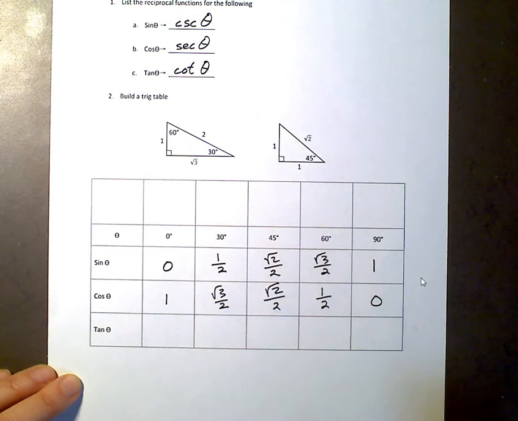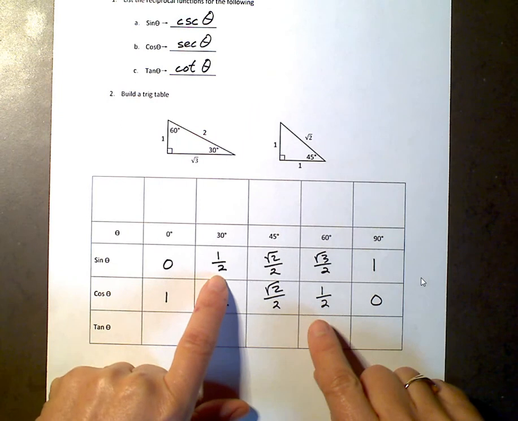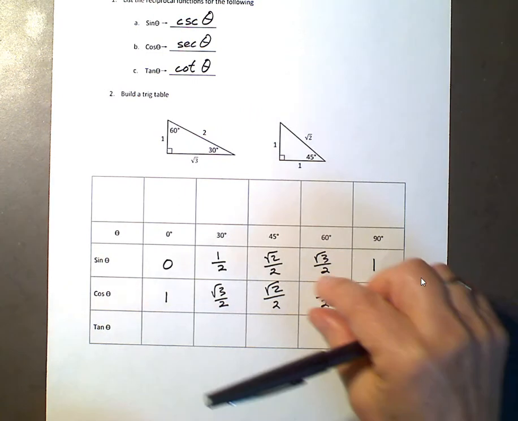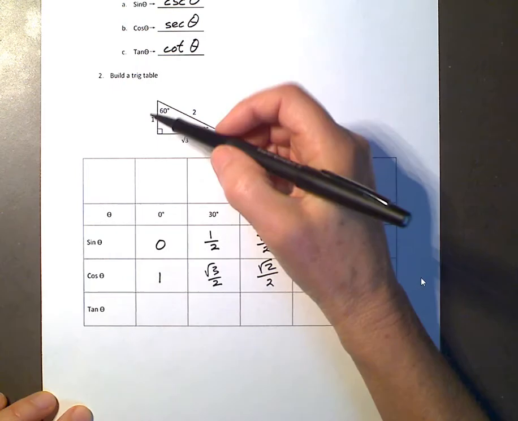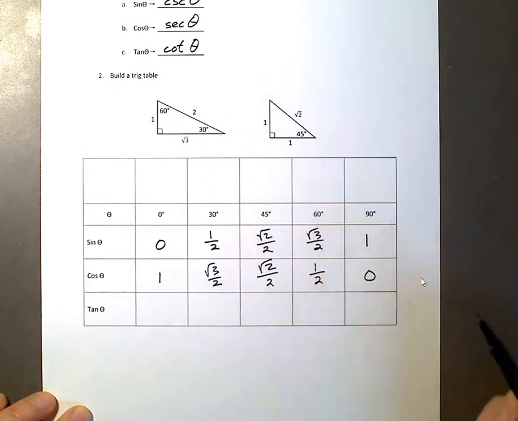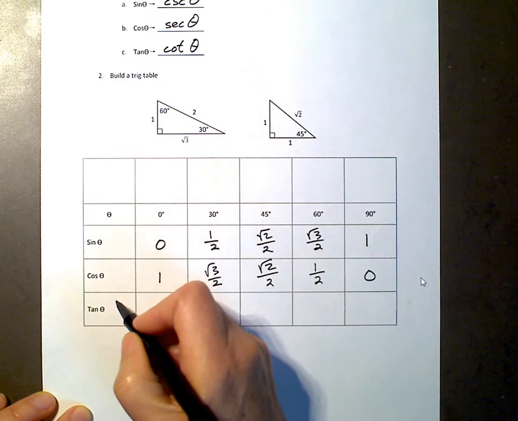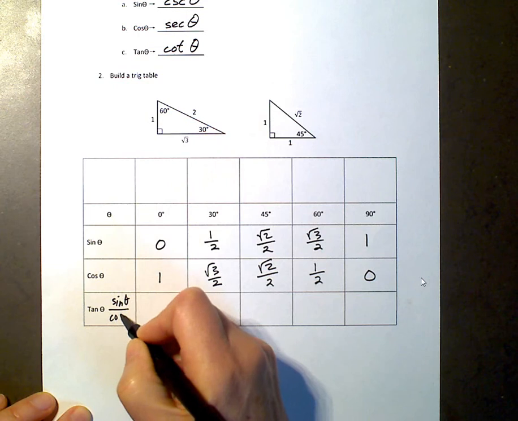Now we learned about cofunctions, and see how the sine of a 30-degree angle is the same as the cosine of a 90 minus 30 or 60-degree angle, etc. And these two are the same, and those are both the same. So an easy way to find tangent, you can look at the table and see it here, or you can always divide sine by cosine. So sine of theta divided by cosine of theta will also get you tangent.